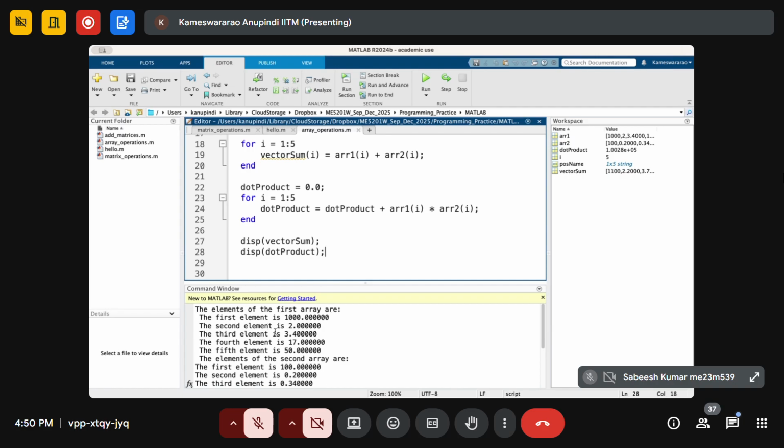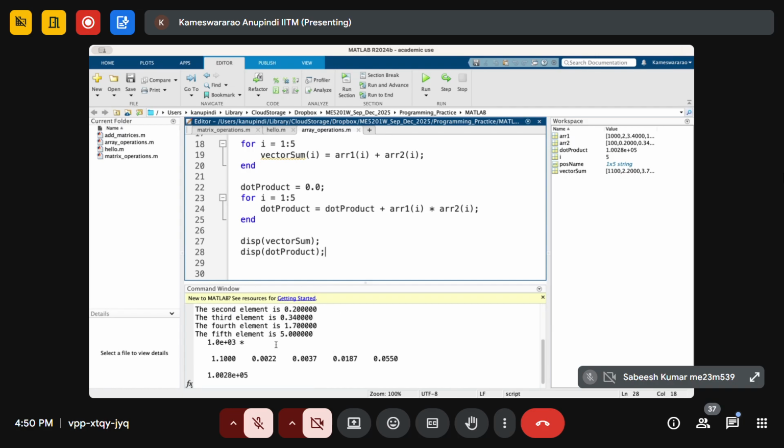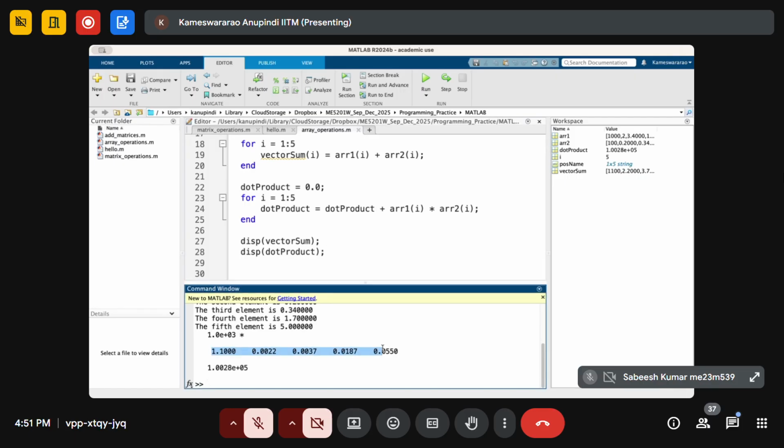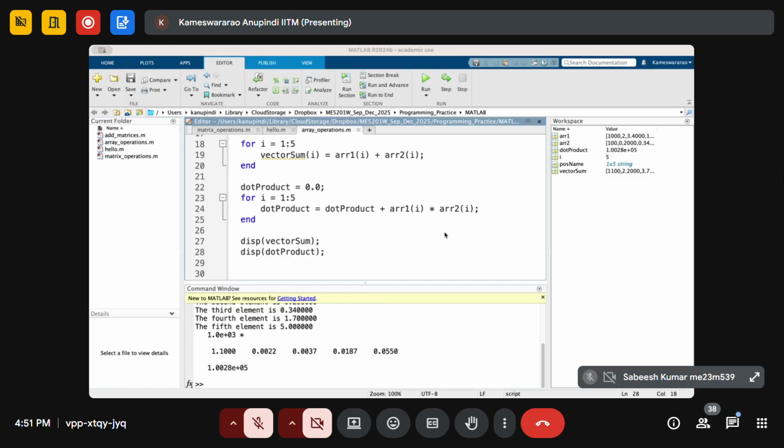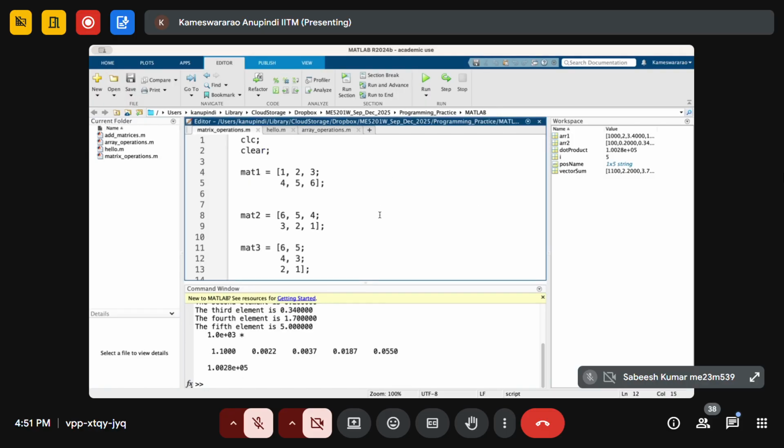It says first element is such and so on. And then eventually it will print what is the addition of the matrices, that is this one. And then the product is this much. Okay, that is the inner product. I'm going to give you all these codes so you can learn a little bit of MATLAB with that, so that you will be able to do the assignment.